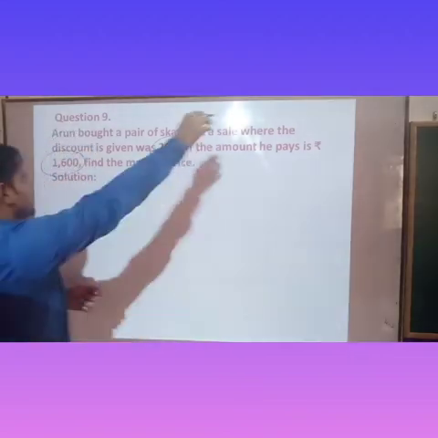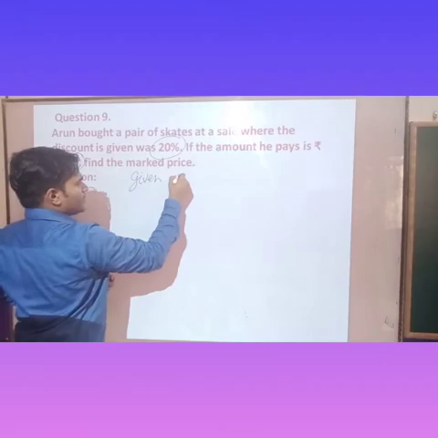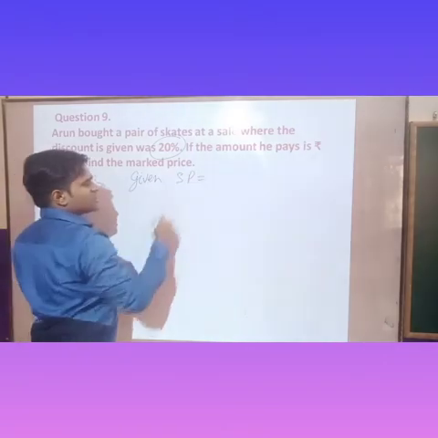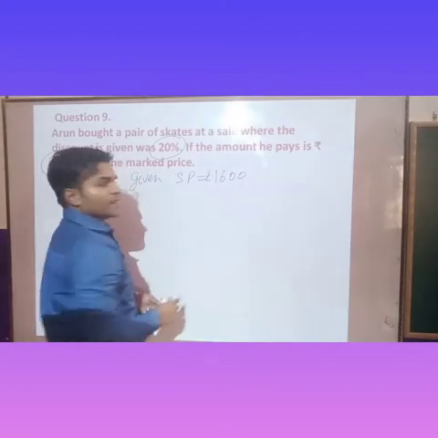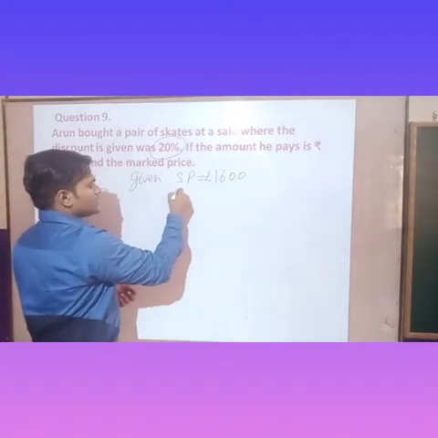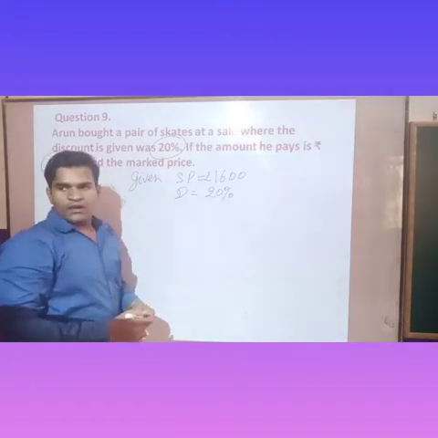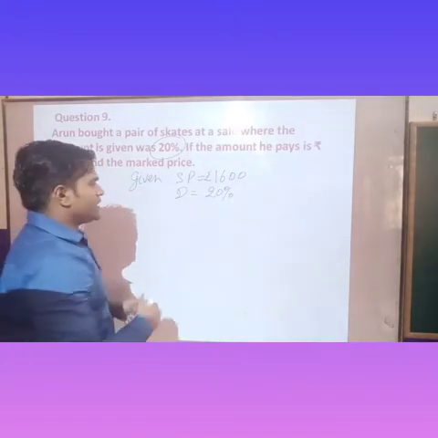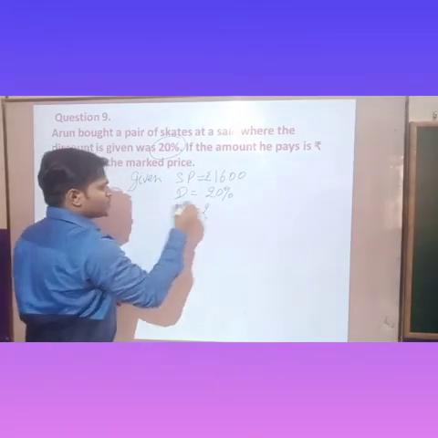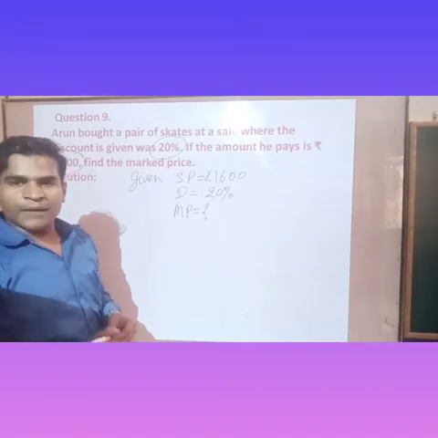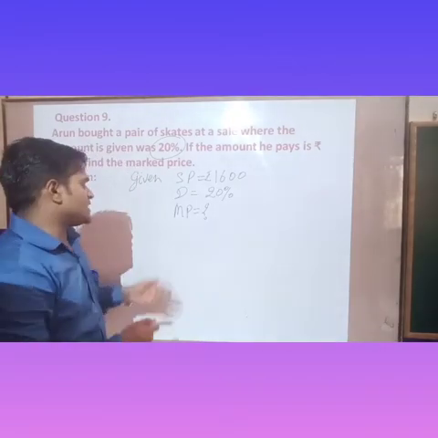Yes, children. So what is given? We have to write: given selling price, that is SP, is equal to 1,600. And the discount given is 20%. Now we have to find the mark price, the MP. Yes, children, we have to find the mark price.